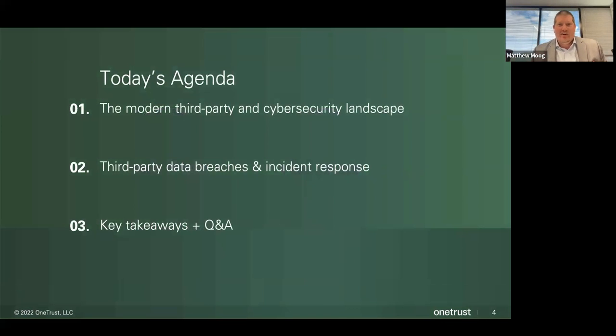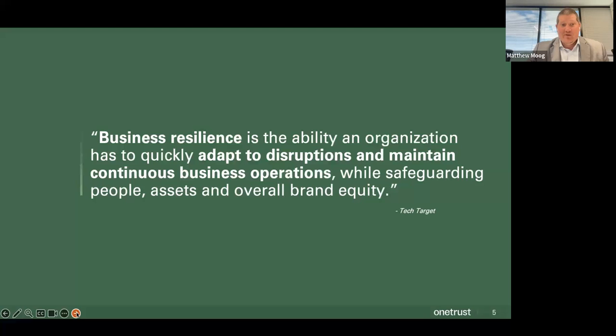So, going through today's agenda, we have the chat open as well. If you have any questions as we go through this, about really any topic relative to this, feel free to put it in the chat and we'll break into that as we go. I want to talk about the third-party risk management landscape, with a specific cut around cybersecurity activities. We'll then go into third-party data breaches and incident response, and then wrap with a couple of key takeaways and question and answer. And if anyone has any questions, again, please feel free to put them in the chat.